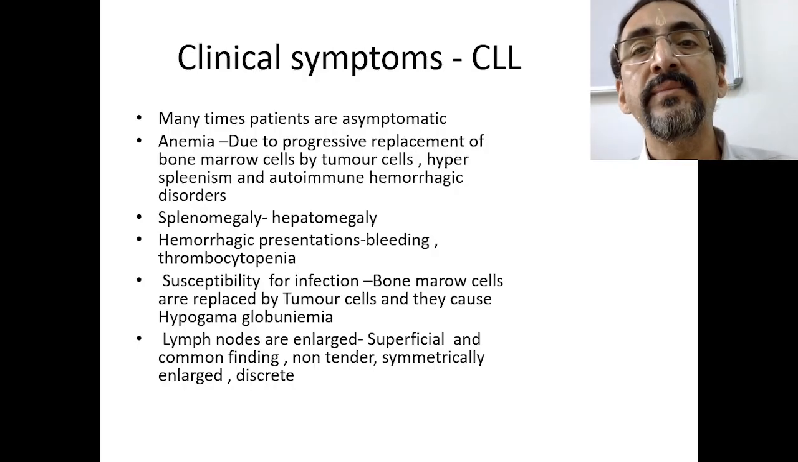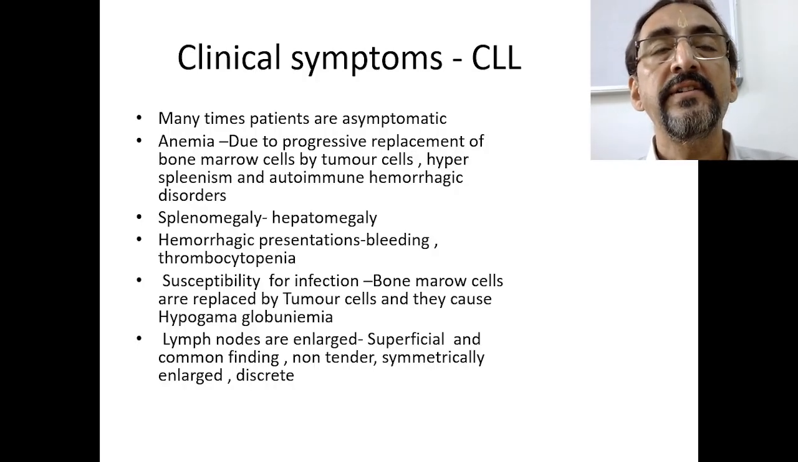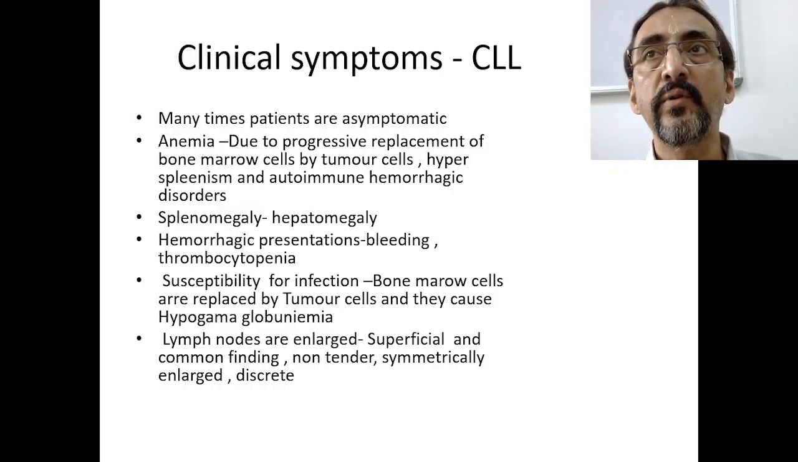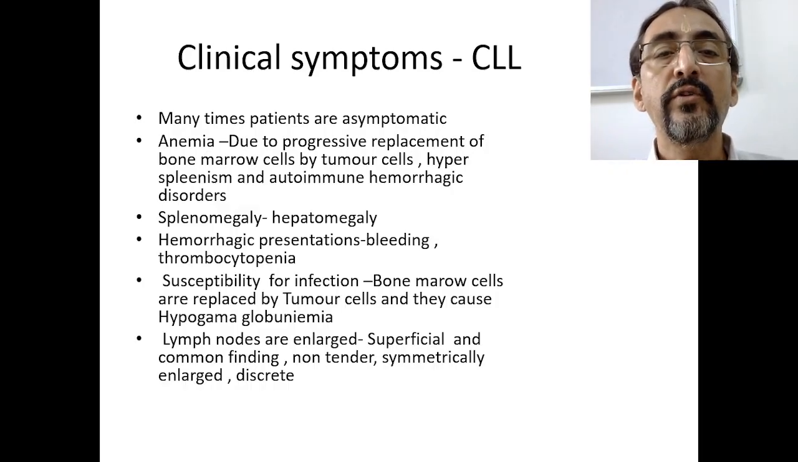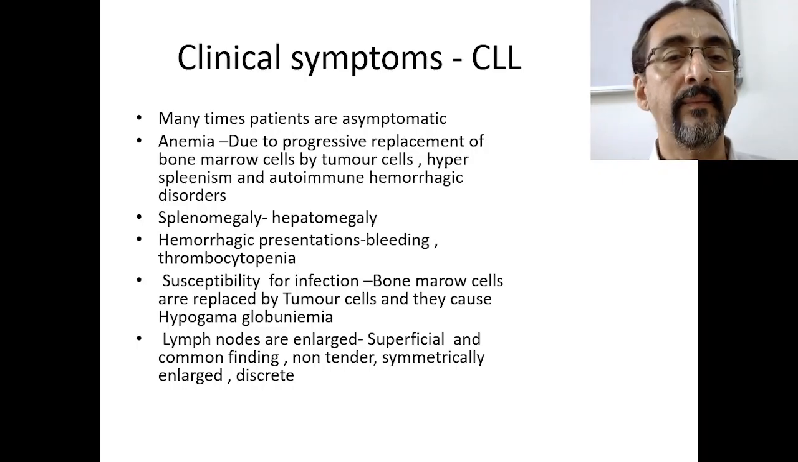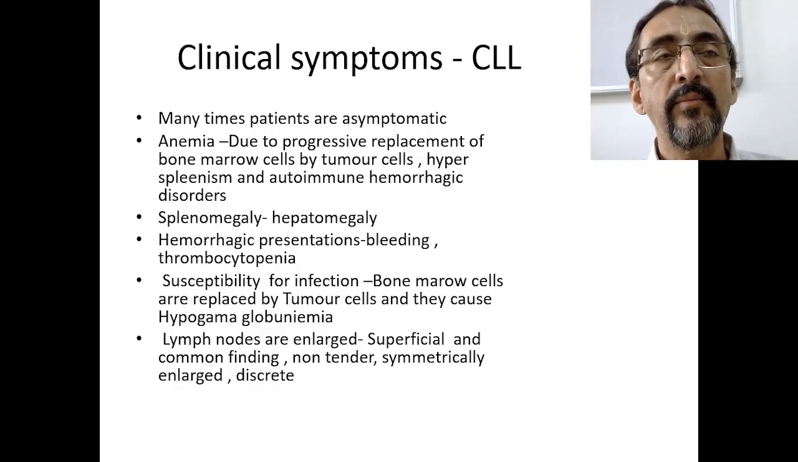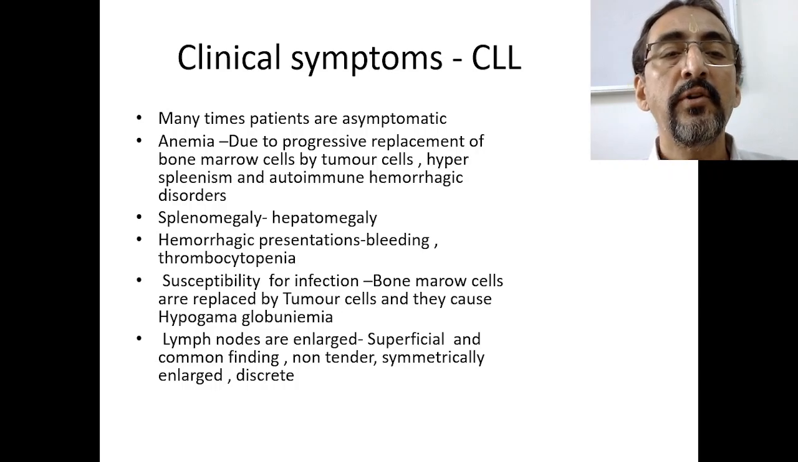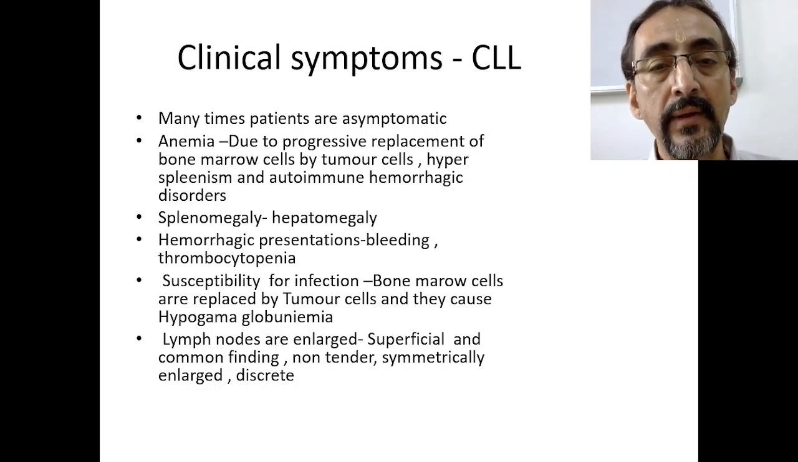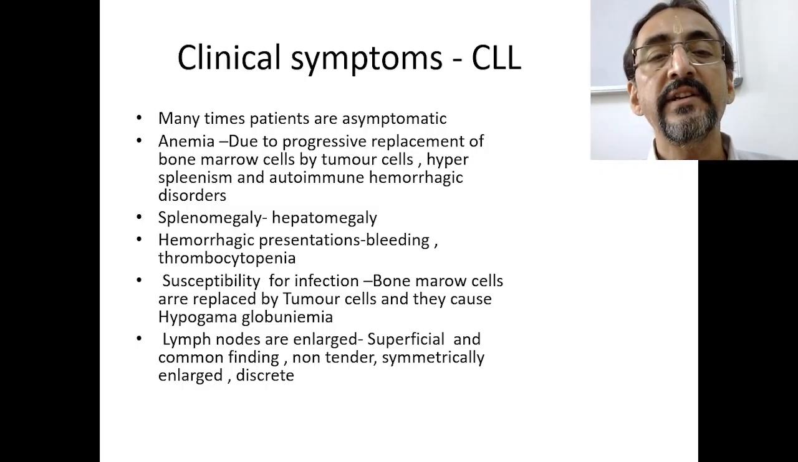Looking into the clinical symptoms of CLL, many times patients are asymptomatic. Anemia will be there, because the bone marrow is affected. Due to the progressive replacement of the bone marrow cells by the tumor cells, hypersplenism and autoimmune hemorrhagic disorders will be seen. Splenomegaly will be there to remove the immature RBCs and WBCs, and also hepatomegaly will be there. Hemorrhagic presentations will be there in CLL also, bleeding, thrombocytopenia, etc.